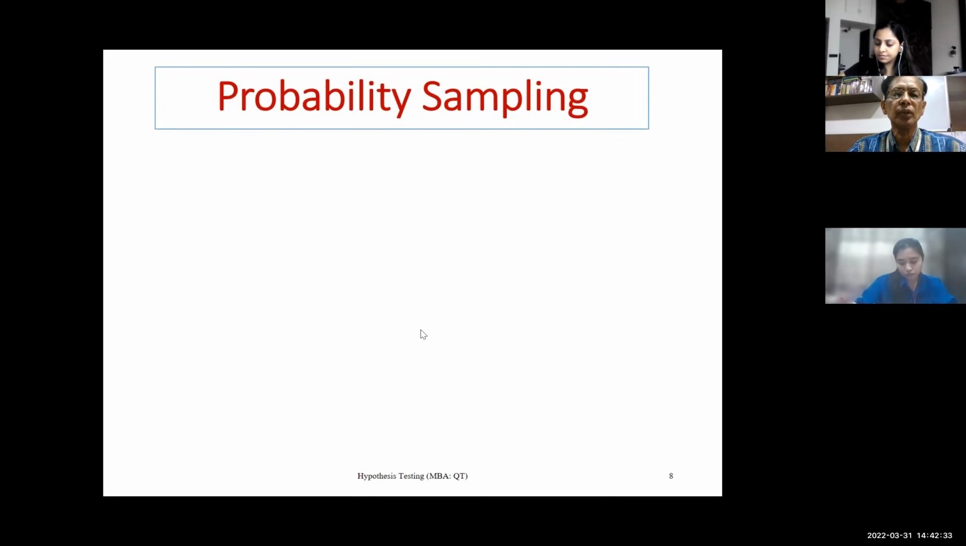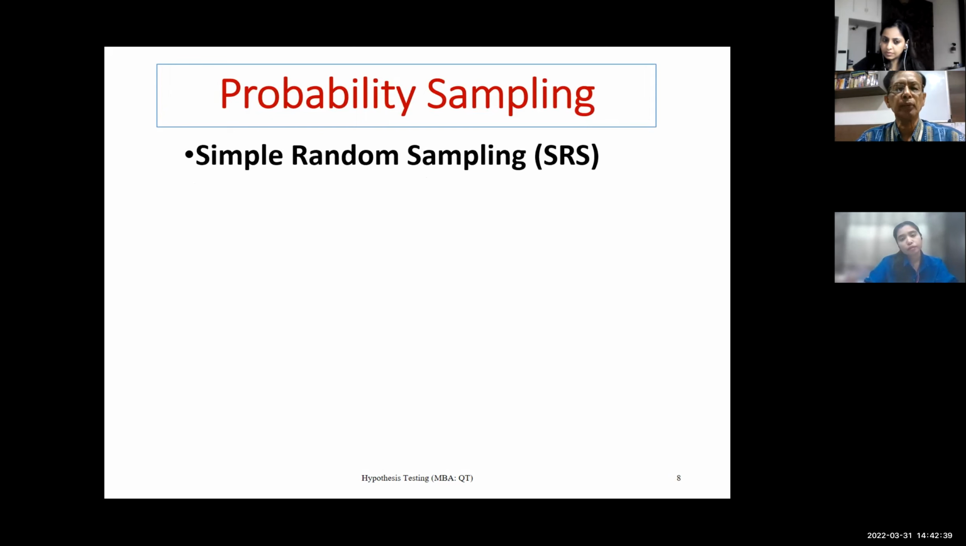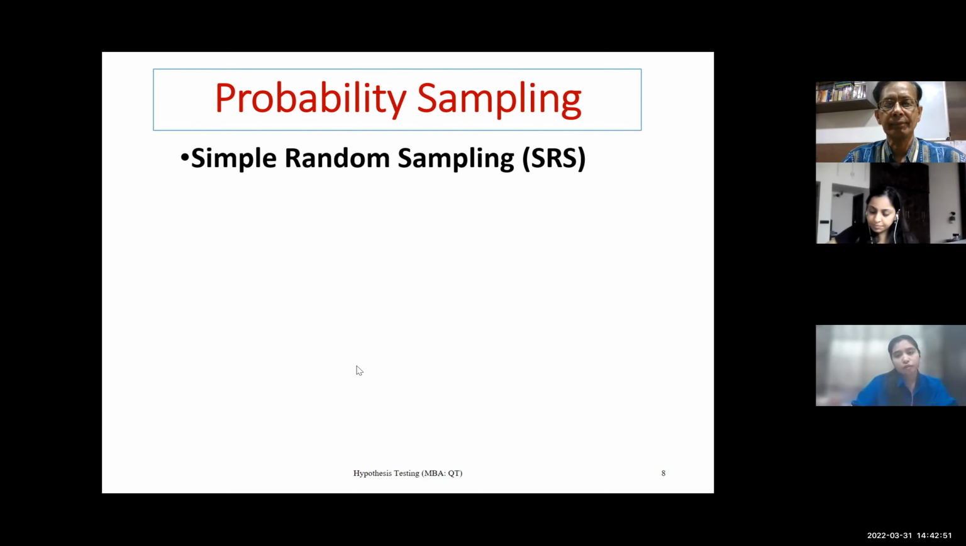Now, coming to probability sampling, as you can guess, the first, foremost and simplest is called simple random sampling. In simple random sampling, all units of the population have a chance of getting selected.